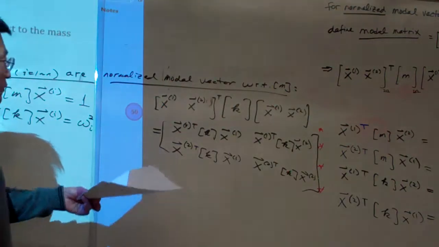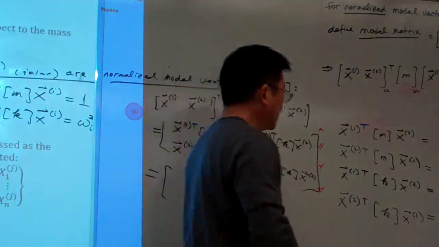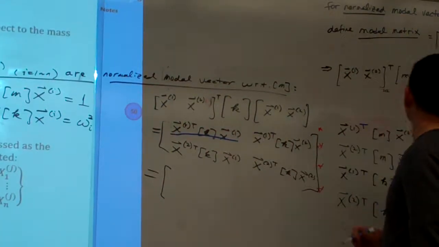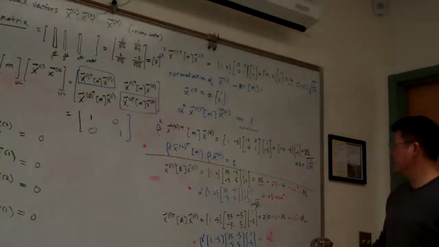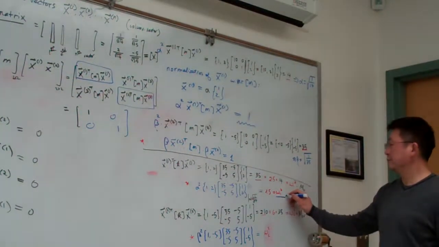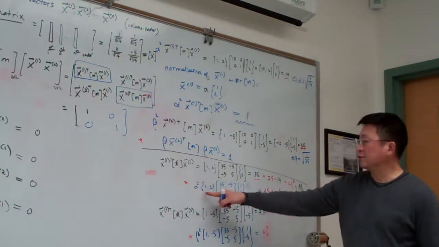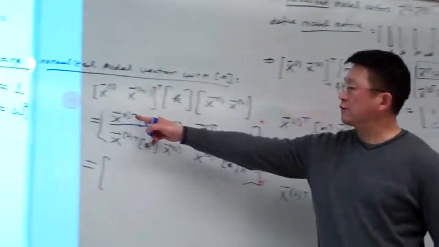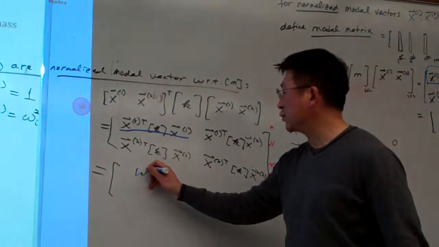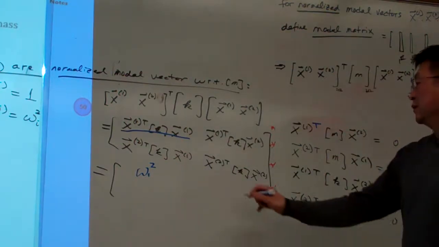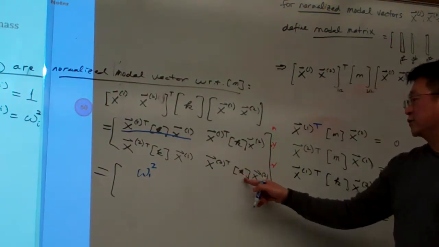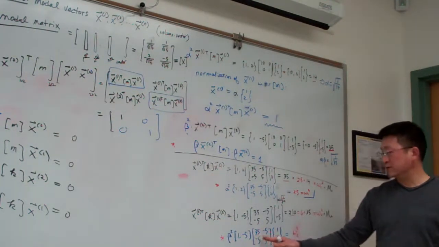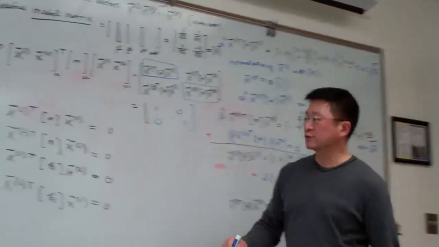Okay, but speaking of those things, let me fill out the numbers here. This one we're picking up is from here. That is the first modal vector with K, first modal vector. First modal vector K, first modal vector, that is omega 1 squared. This one is the second modal vector with K with second modal vector. That is this one. Second modal vector with K with second modal vector, omega 2 squared.